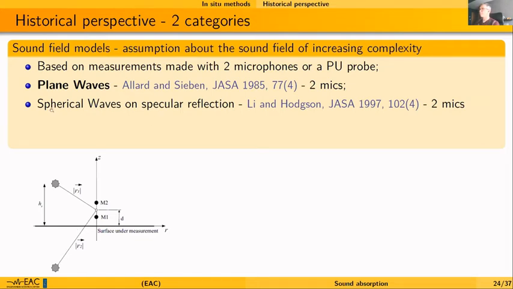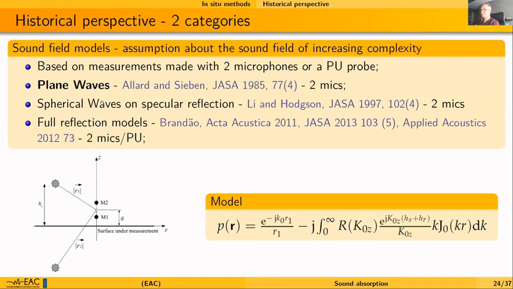Later on, we moved on because this assumption is not very good at the low frequency range. Then we moved on to assume spherical waves with specular reflection. This was proposed by Ian Hodgson in the late 1990s. This assumption is also not so good in the very low frequency end. It's a bit better than the previous one, but not so good.